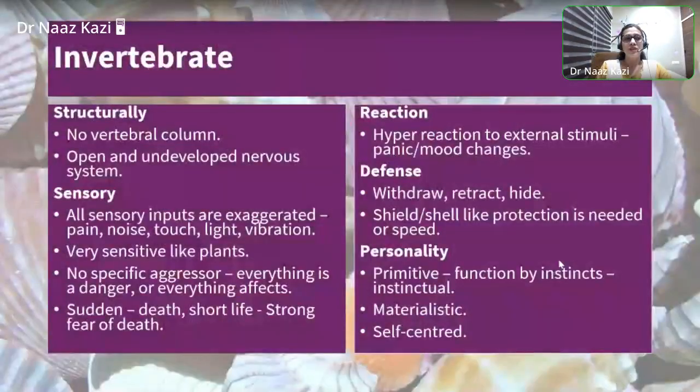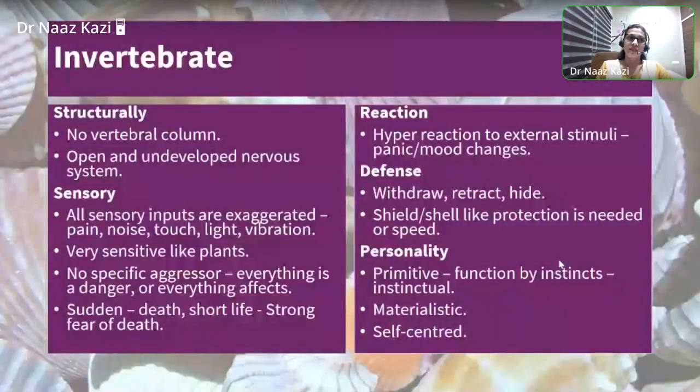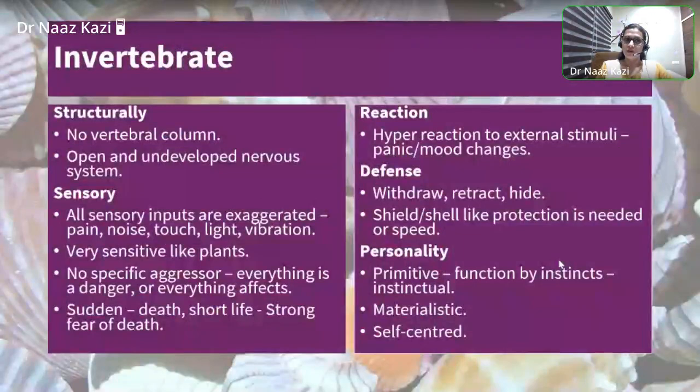Now, how are these personalities that come to us? They will be very primitive. Why primitive? Because they are very early in evolution and they function by their instincts. That means they need immediate gratification for their desires, right? They are very materialistic. They need a lot of material resources, and they are very self-centered in a way that everything is around them. It's like I, me, my, everything for them. So these are the qualities of the invertebrates.